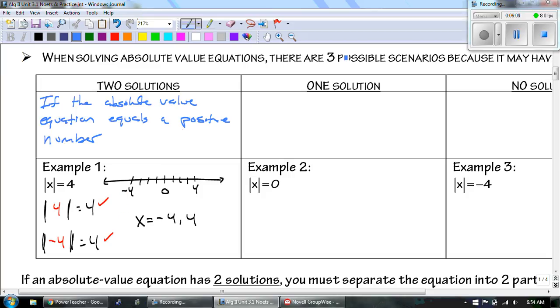Now we could have one solution, and that is if the absolute value equation equals 0.